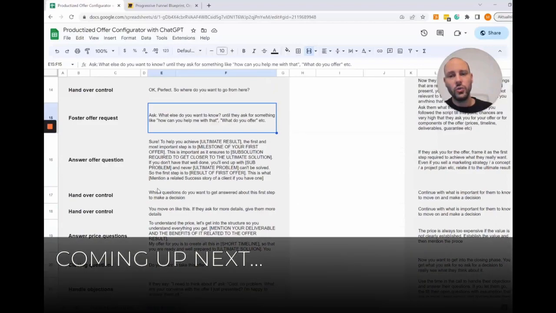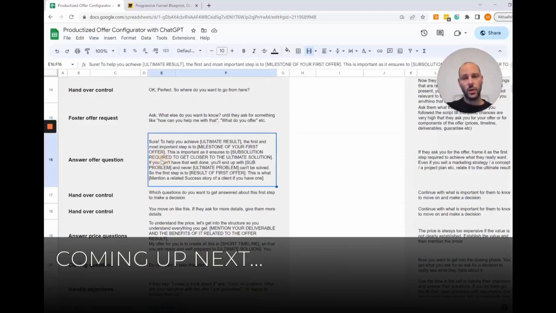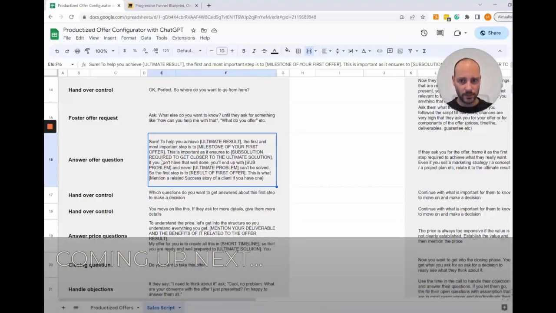And then you answer that, and this one needs to be trained very well, because now you take all the information you got and frame your offer so that it exactly fits into their situation and aligns with their goals.